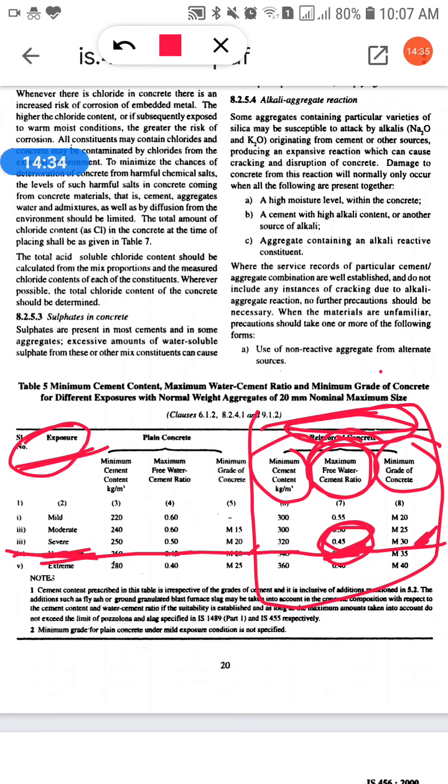Okay, 0.45 is your maximum, so you can take a little bit lesser than 0.45 also, but this is the maximum ratio. Above 0.45 you cannot consider. You have to take below 0.45 only. So this is table number 5 of IS 456, and this is the most important table here.